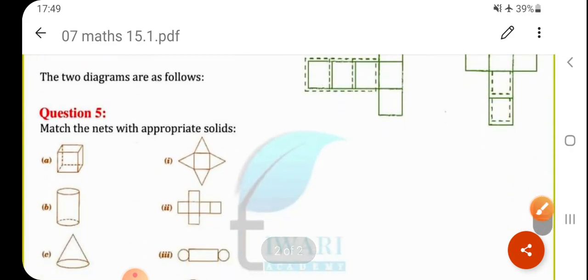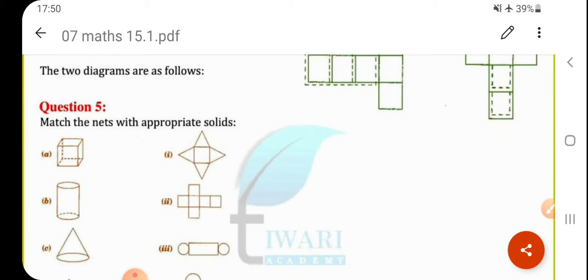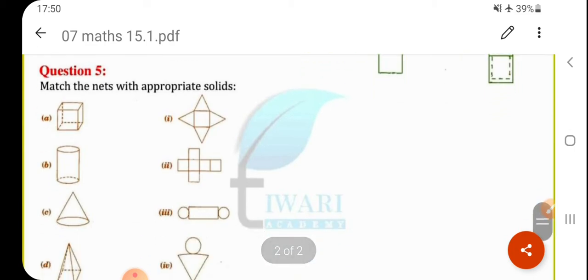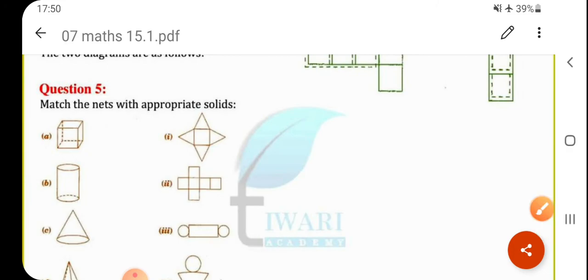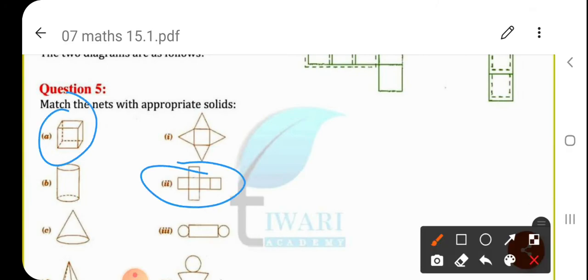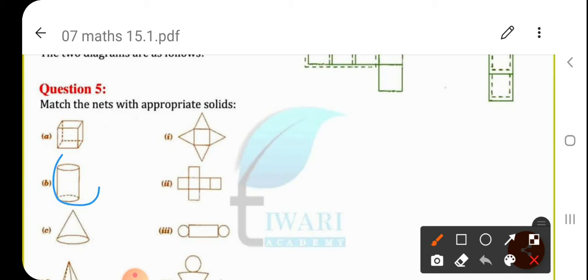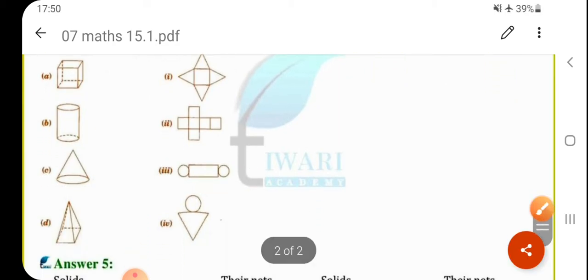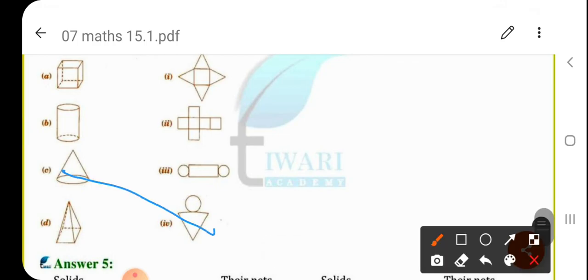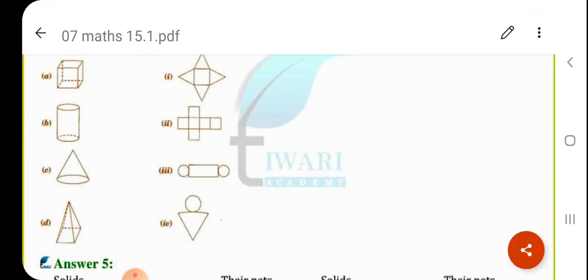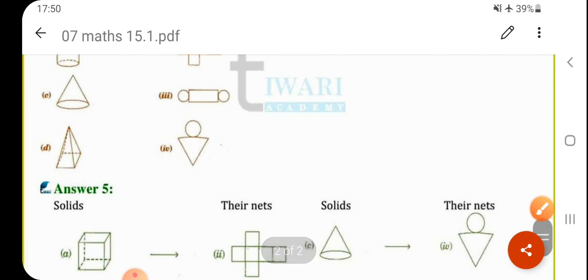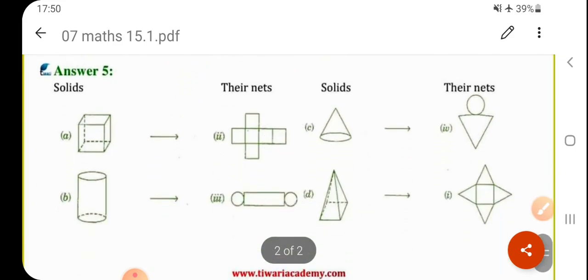Now let's see the fifth question. Match the nets with appropriate solids. So when you are going to open the square cube, then it will look like this. Then cylinder, this is the net of the cylinder. Then cone, this is the net of the cone, and this is the net of the pyramid. All the faces you are going to separate, you are going to open it. Then how it will look, that is the thing.